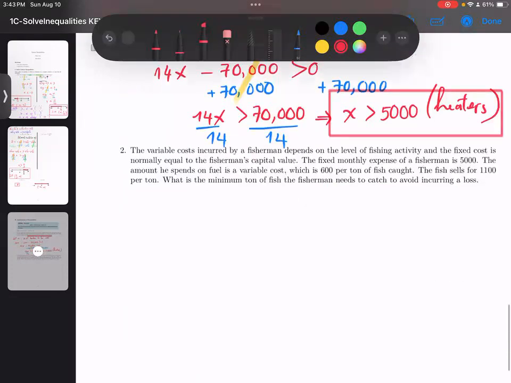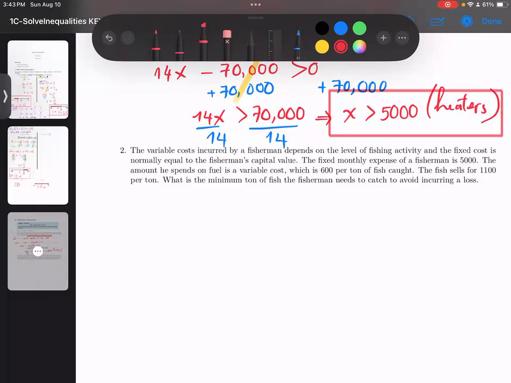All right, number two. The variable costs incurred by a fisherman depend on the level of fishing activities, and the fixed cost is normally equal to the fisherman's capital value. The fixed monthly expense of a fisherman is 5,000, so that's fixed cost, 5,000 per month. The amount he spent on fuel is the variable cost, which is 600 per ton of fish caught. The fish sells for 1,100 per ton. What is the minimum ton of fish the fisherman needs to catch to avoid incurring a loss?